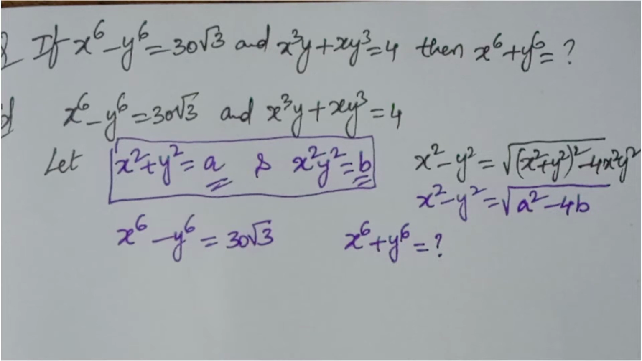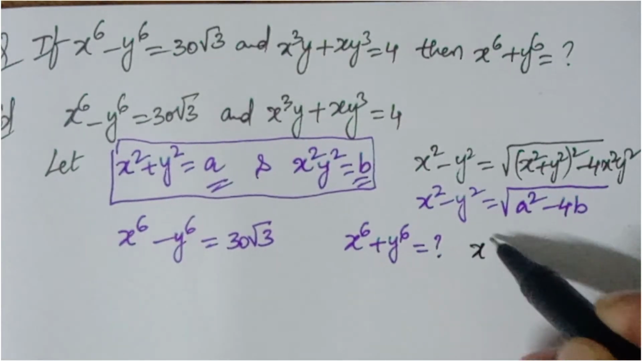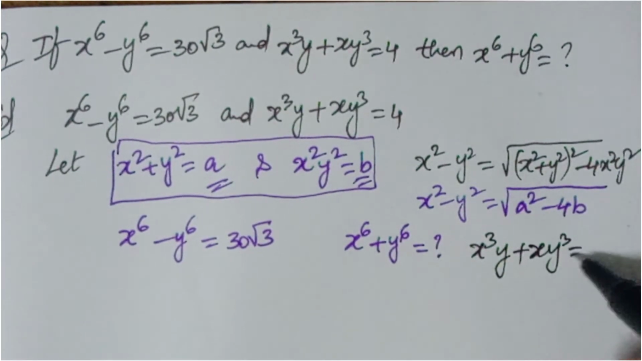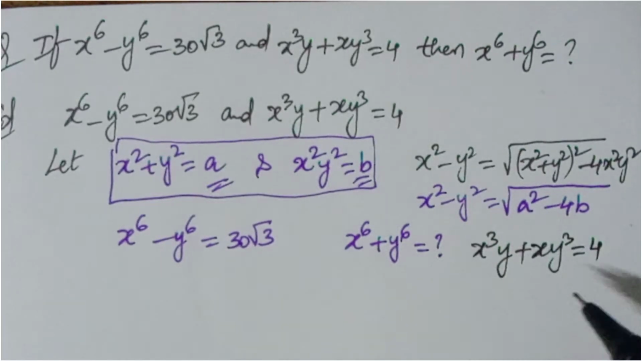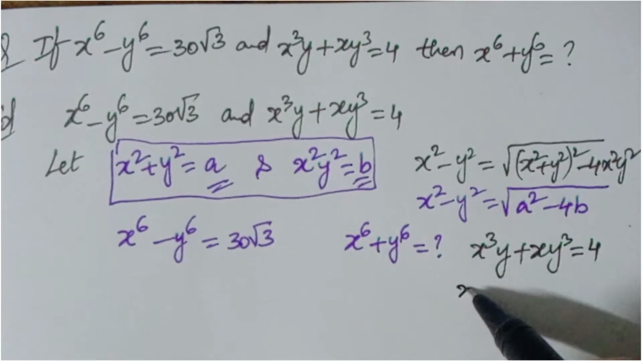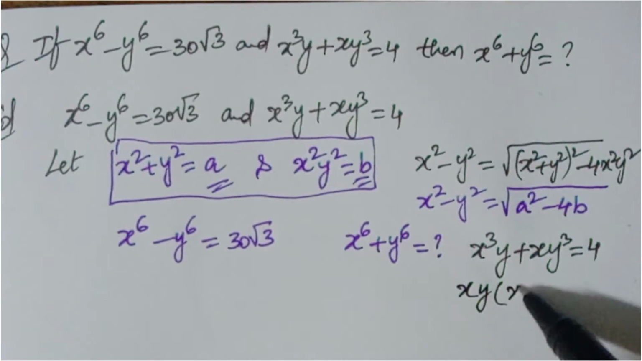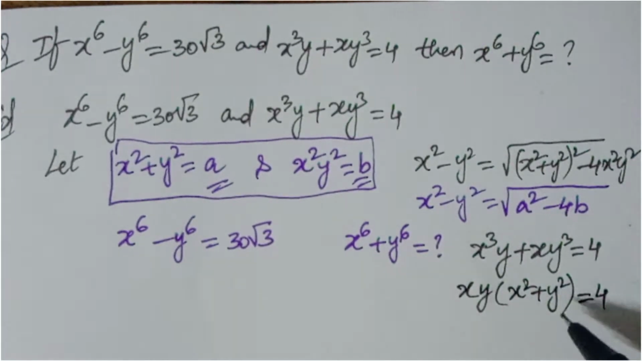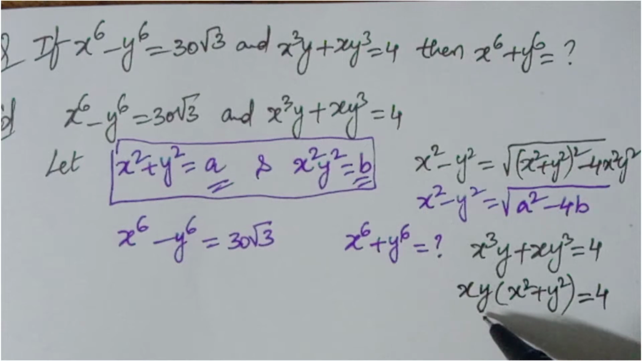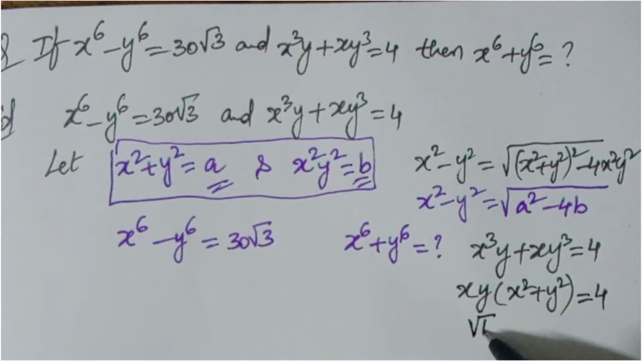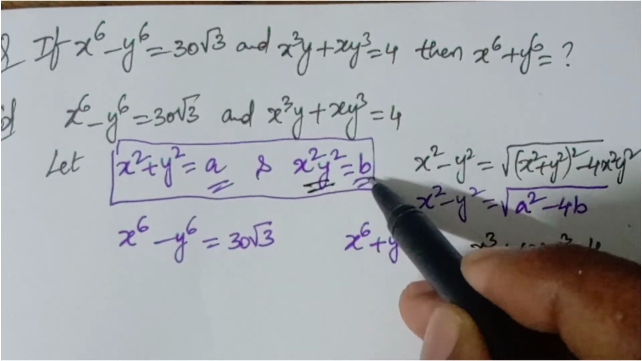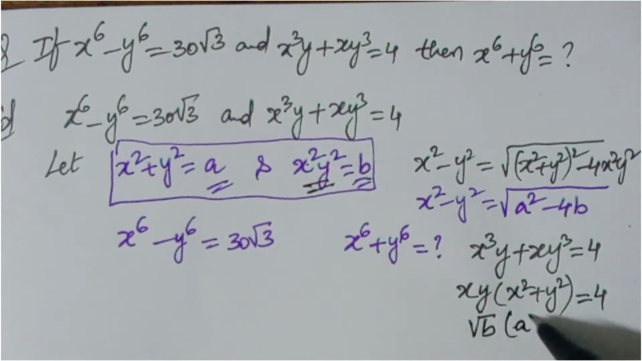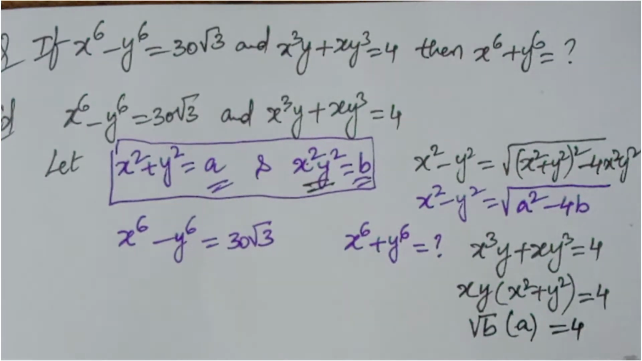So the second condition is given: x cube y plus xy cube is equal to 4. This can be written as xy common, x square plus y square, is equal to 4. This is root b, since b value is x square y square, and this value is a. So root b into a is equal to 4.